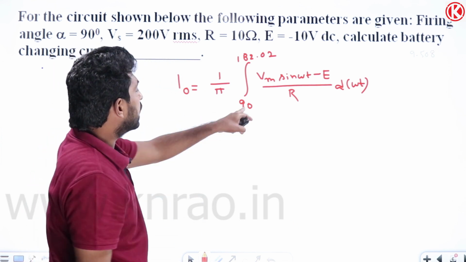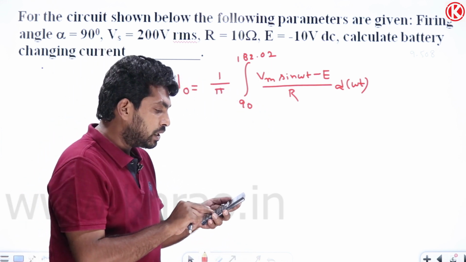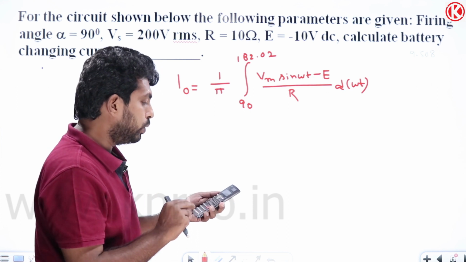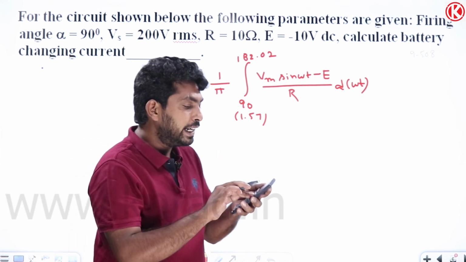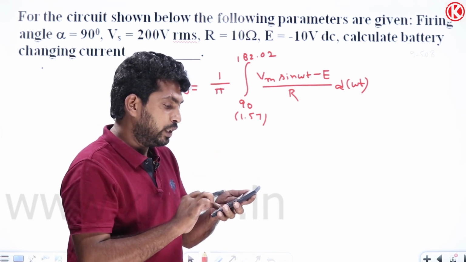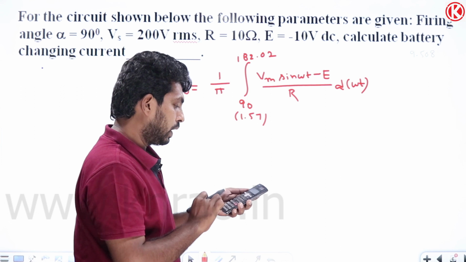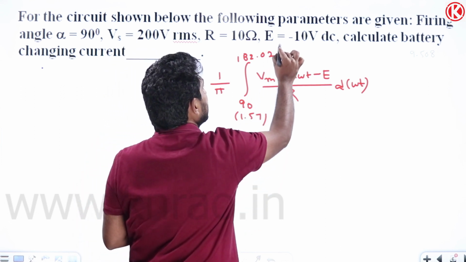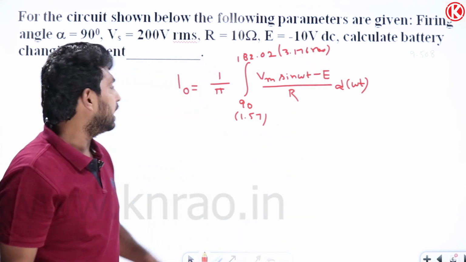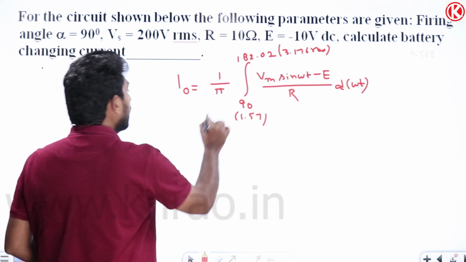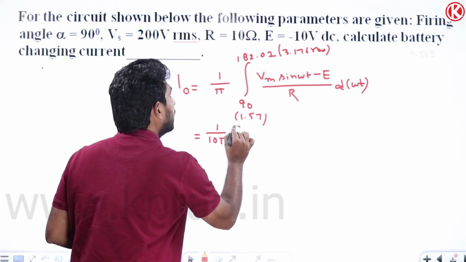Let me convert into radians also. I will write the radians here itself. 90 degrees means pi by 2, which is 1.57 radians, and 182.026 degrees is 3.176 radians. Now let us simplify this and find the I naught value. So 1 by pi into R, where R value is 10, so 1 by 10 pi.